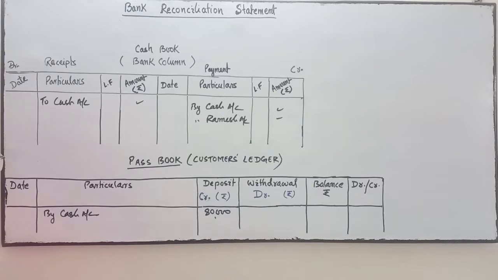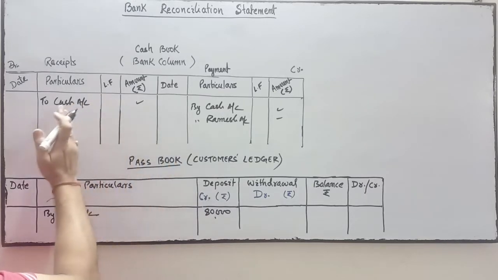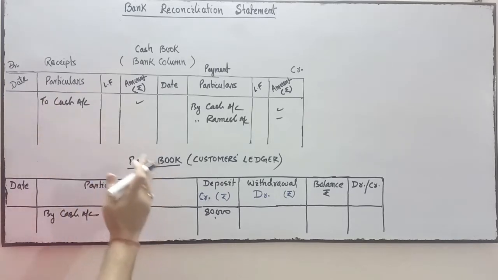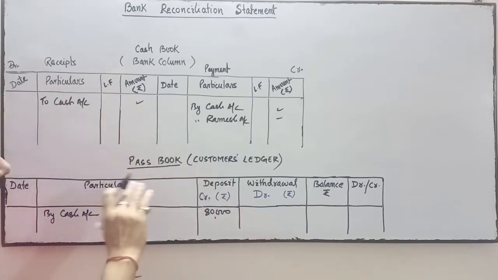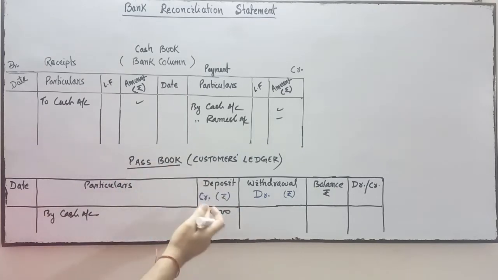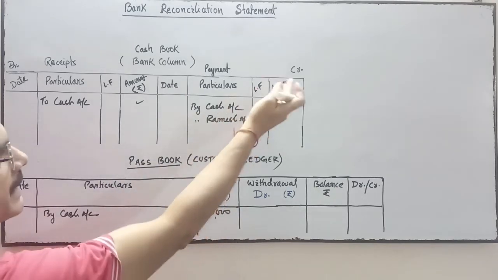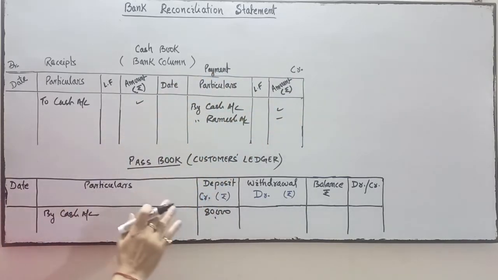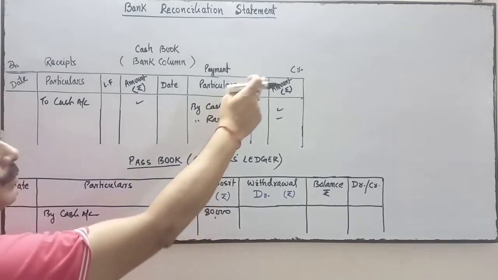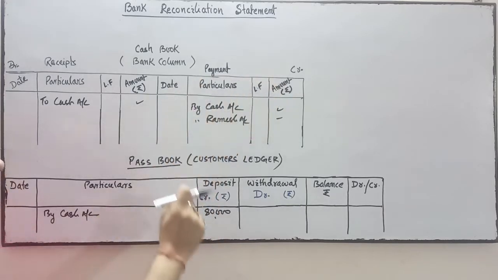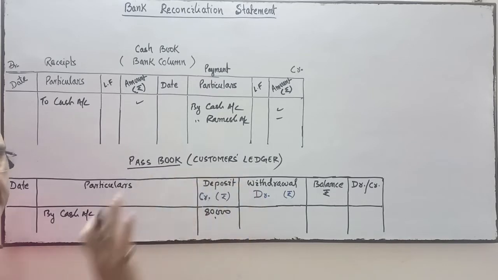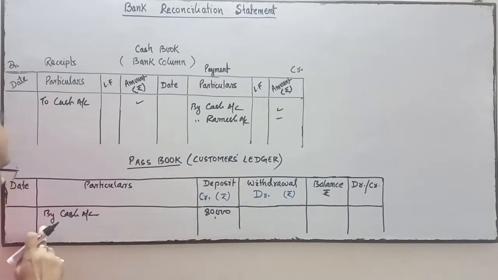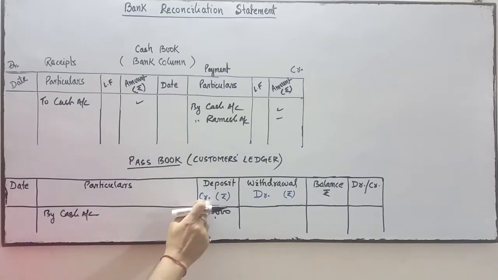The only difference is this: whatever entry we do on the debit side in the bank column of the cash book, the same entry is done by the bank in the customer's ledger on the opposite side. So on the credit side, whatever entry we do in the credit side of the cash book, the same entry is done by the bank in the passbook in the customer's ledger, which is recorded in the debit side, that is the withdrawal side. So when 80,000 is deposited, we write by cash because we are going to write it in the credit side.